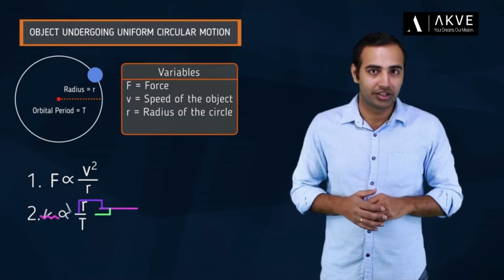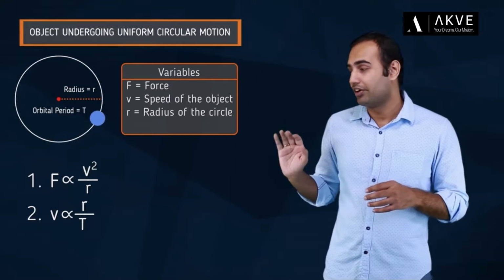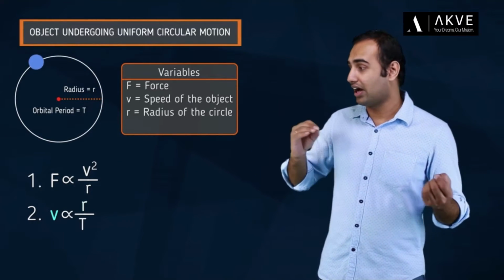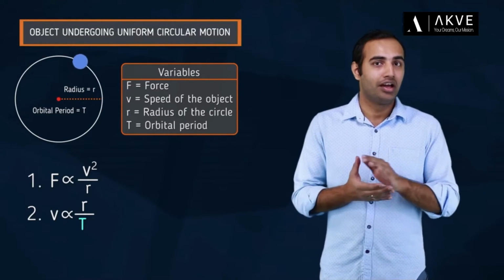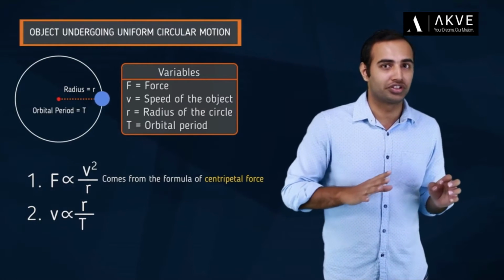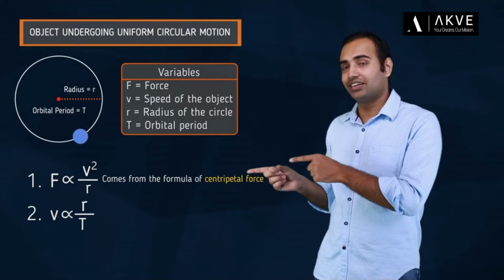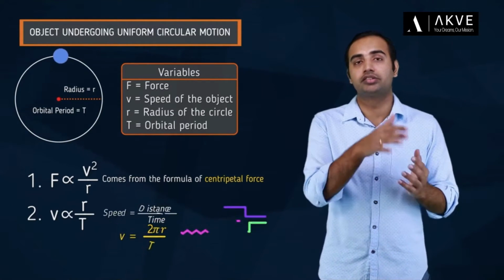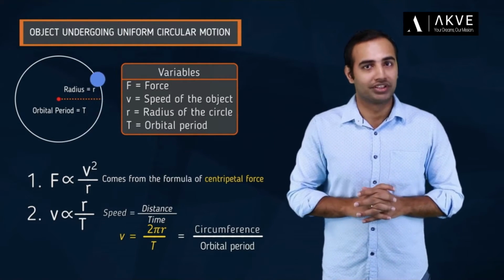The second relationship that holds true over here is v proportional to r divided by T, where v once again is the speed of the object, r is the radius of the circle, and capital T is the orbital period. Now, the first relationship comes from the equation of centripetal force that you will learn about in your higher standards, so ignore that for now. But the second relationship essentially comes from the formula speed is equal to distance upon time, which I'm sure all of you are familiar with. So now that you're clear about this, we can go ahead and talk about Newton's argument.